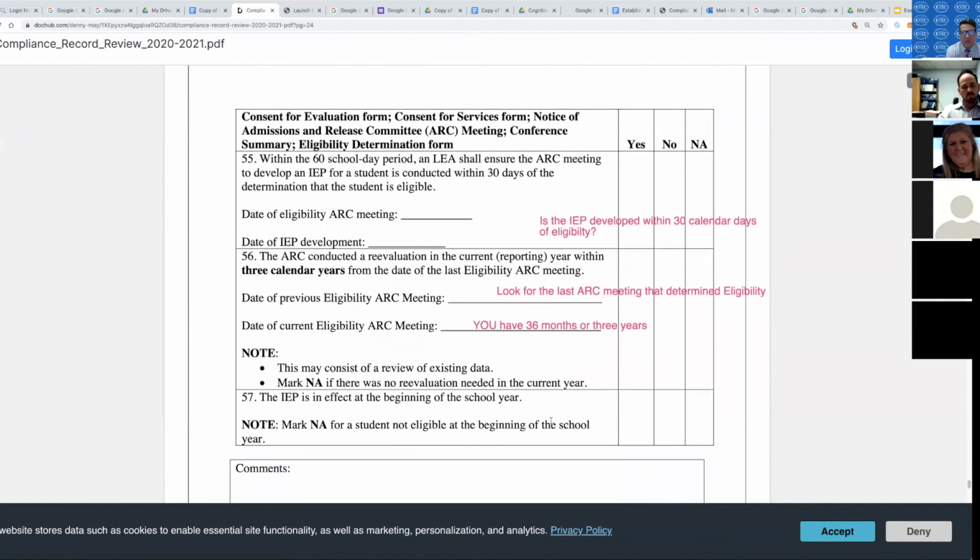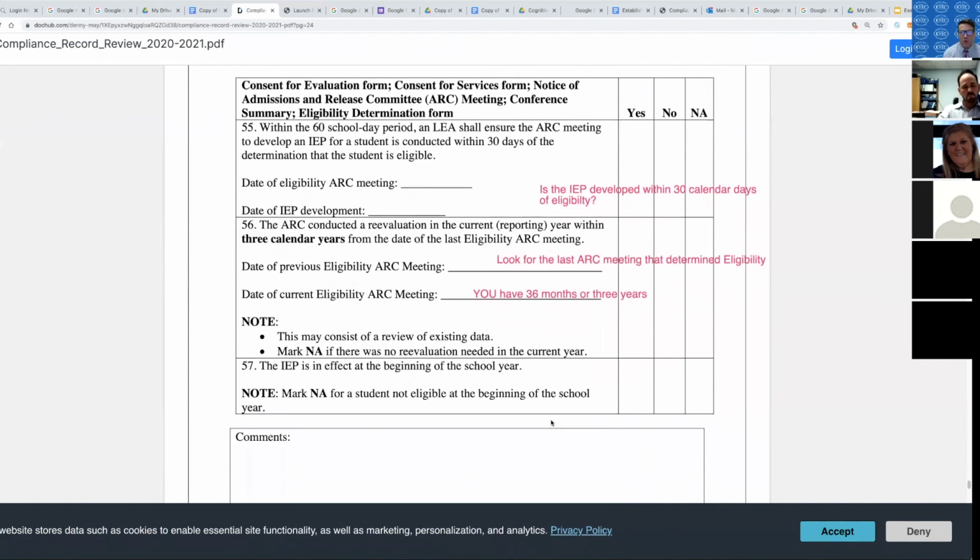Now, on the reevaluation, the ARC conducts a reevaluation in the current reporting year within the 3 calendar years from the date of the last eligibility ARC meeting. So what I do is I go back and I look for that. If they're doing an evaluation in 21 and they find that kid eligible 3/25/21, I'm looking back to see if that meeting was held 3 years, I'll look back to 2018 and see when that was held. And if it was held before that 3 years runs out, then it's compliant.